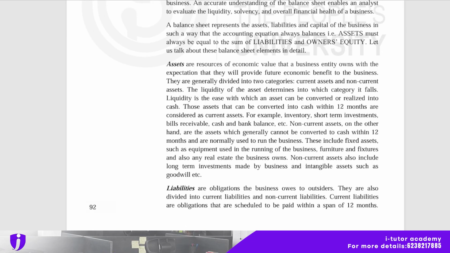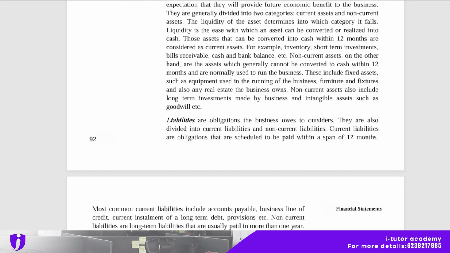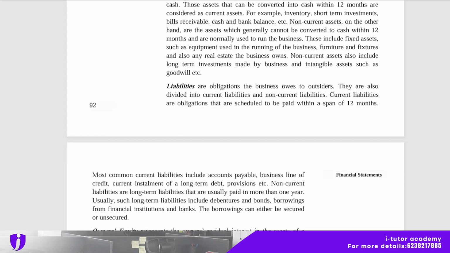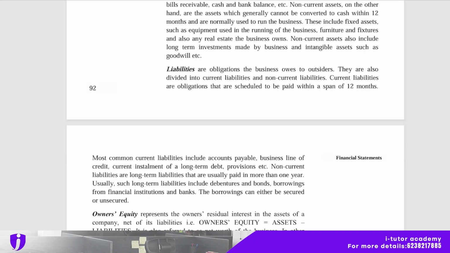Okay, assets are resources of economic value that a business entity owns with the expectation that they will provide future economic benefit to the business. Okay, and liabilities are obligations the business owes to outsiders. They are also divided into current liabilities and non-current liabilities. Current liabilities are obligations that are scheduled to be paid within a span of 12 months.